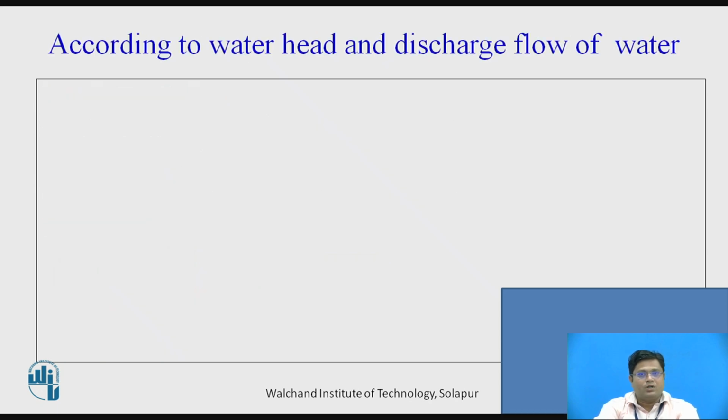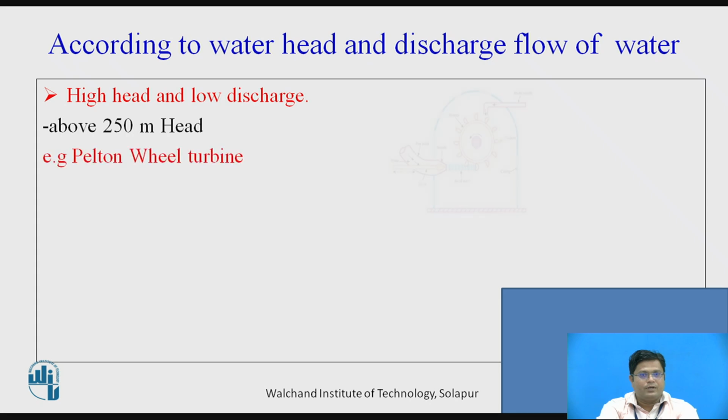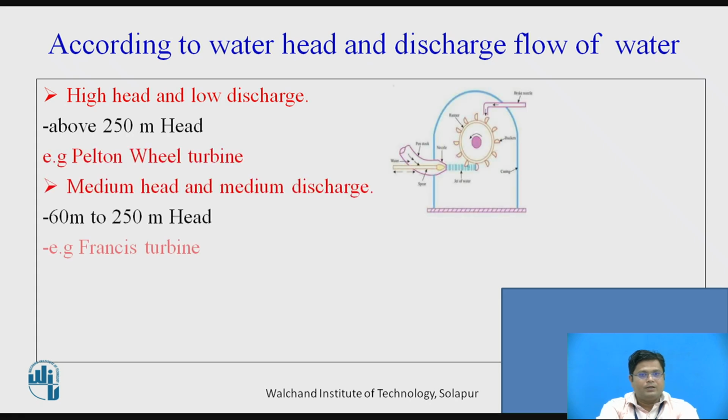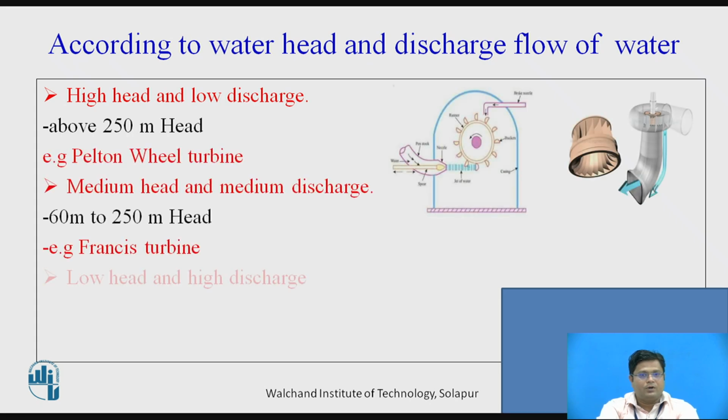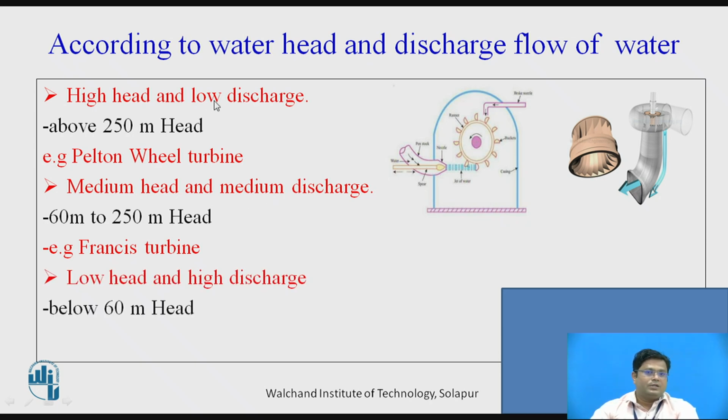Next, according to water head and discharge flow of water. There are three types. One is high head and low discharge. Second one is medium head and medium discharge. And third one is low head and high discharge. So discharge is opposite to the head. In the first, high head and low discharge means the water head available is more than 250 meters. The example of a high head and low discharge turbine is the Pelton wheel turbine.